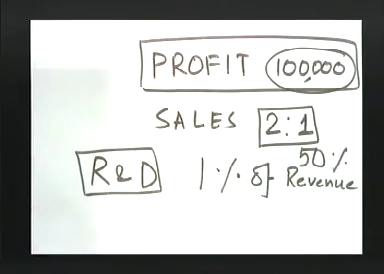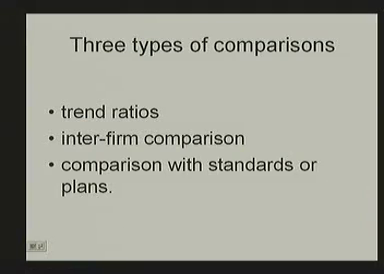Now, ratio analysis is basically useful for comparing. So, whenever we want to carry out a study on comparison, it could be the trend ratios, or it could be the inter-firm comparison, or it could be the comparison from the industry standard. So, there are three ways through which you compare with the help of ratio analysis. It could be either the trend ratios, the inter-firm comparison, or the comparison with standards or plans.